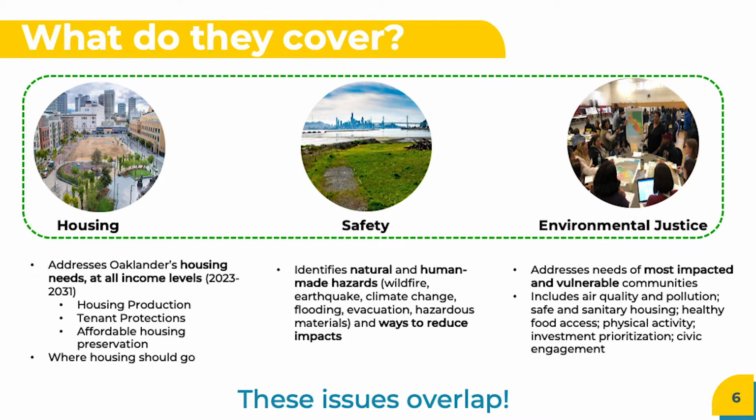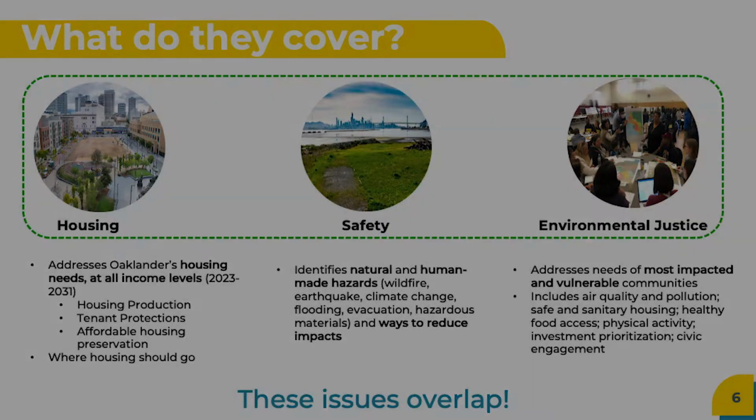These elements also overlap. Housing quality and stability is addressed in both the housing and environmental justice elements. Keeping housing safe from earthquakes, flooding, and fires is a housing and safety issue. And addressing the needs of those who will be most vulnerable to safety issues is an environmental justice topic.